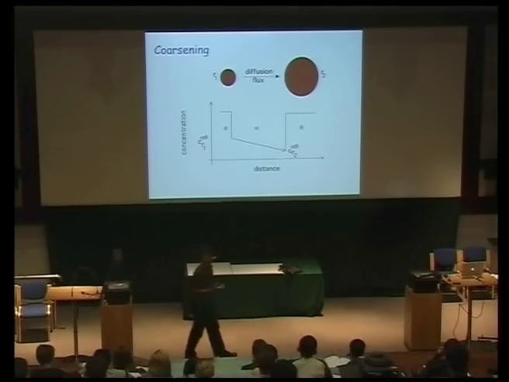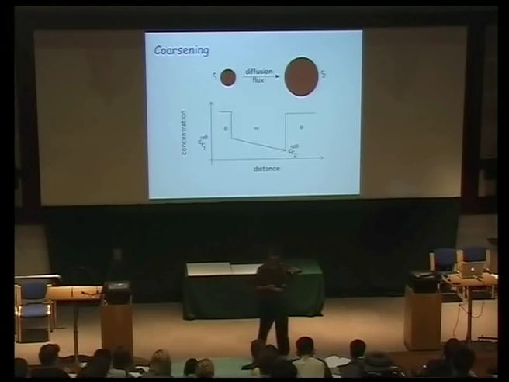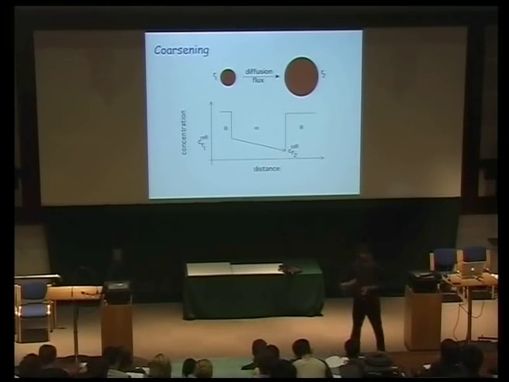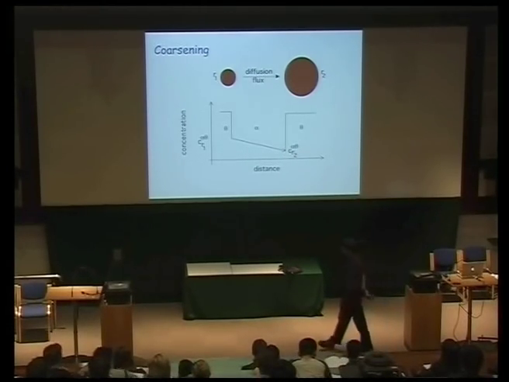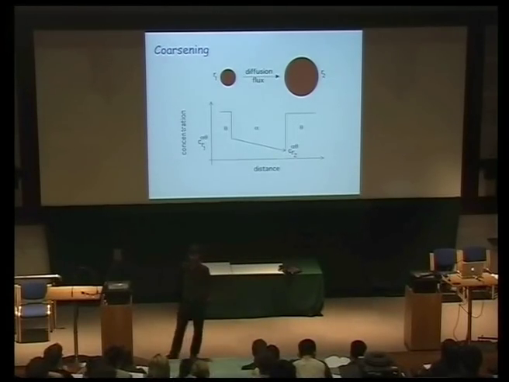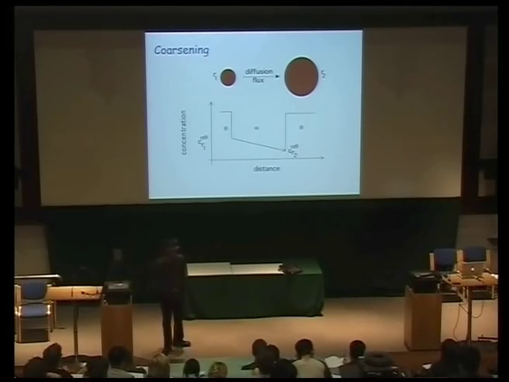How can I get a low interfacial energy? I've got to ensure a certain amount of coherency between the matrix and the precipitate. If I have an incoherent interface, then that's a large interfacial energy. Any other ideas? Just from this diagram, how can I reduce the coarsening rate? We've talked about interfacial energy. Clearly, the smaller the interfacial energy, the lower will be the coarsening rate. But if you look at this, is there any way I can do something else to reduce the coarsening rate?